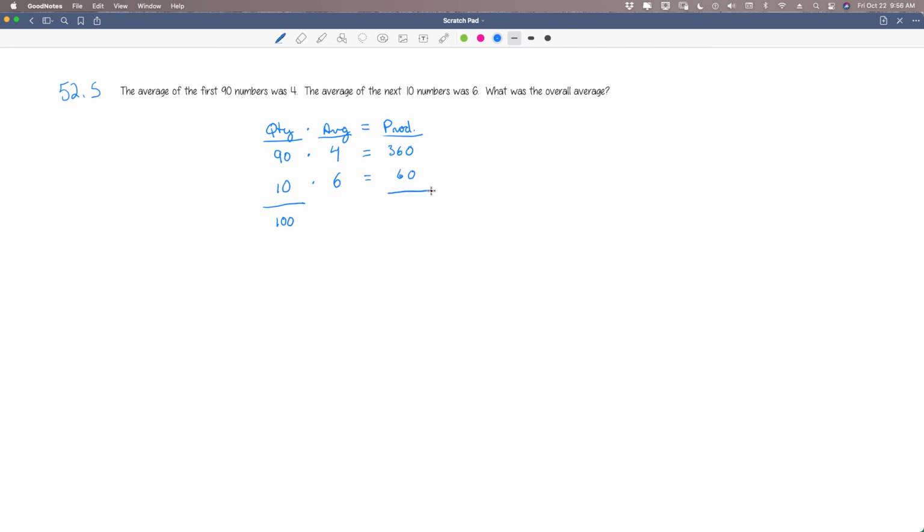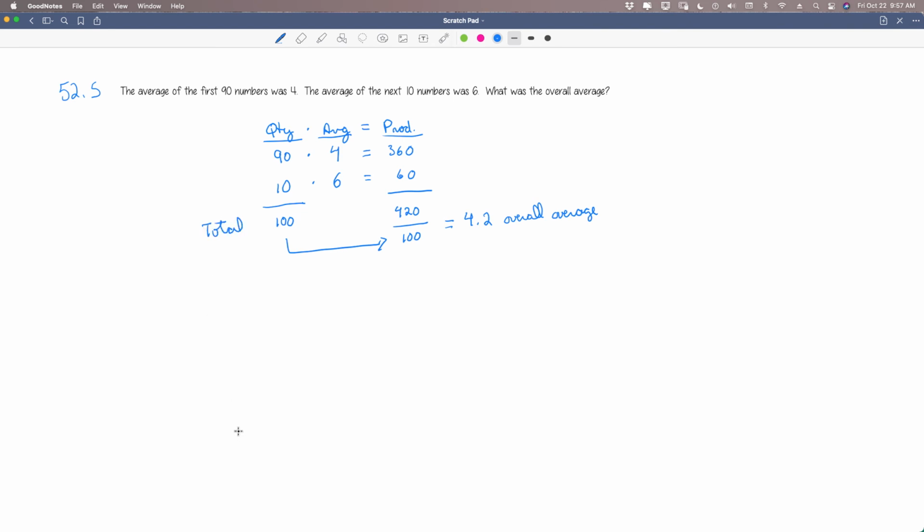And we add the products together and we get 420. Now we divide by 100 and we get 4.2 is our overall average. When you do it like that, it's pretty easy when you have a way to set it up and do it. All right, this was our total.